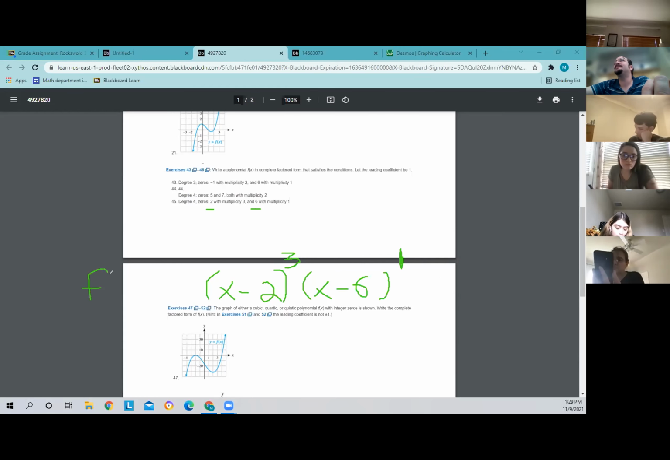Is that a degree 4? You have to put the f of x, I believe, right? Yeah, that's it. But yeah, this should be a degree 4, right? We get 3 plus 1. Should give us a degree 4 polynomial if we multiply it all out. We should get x to the 4th as our leading term. Questions about these?